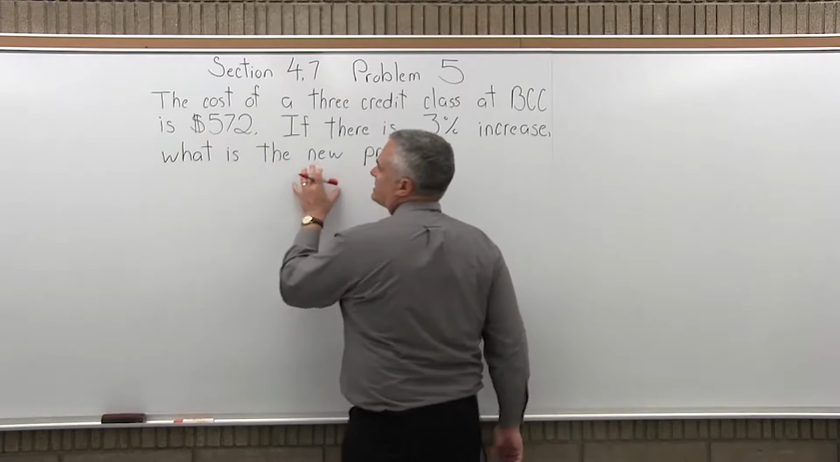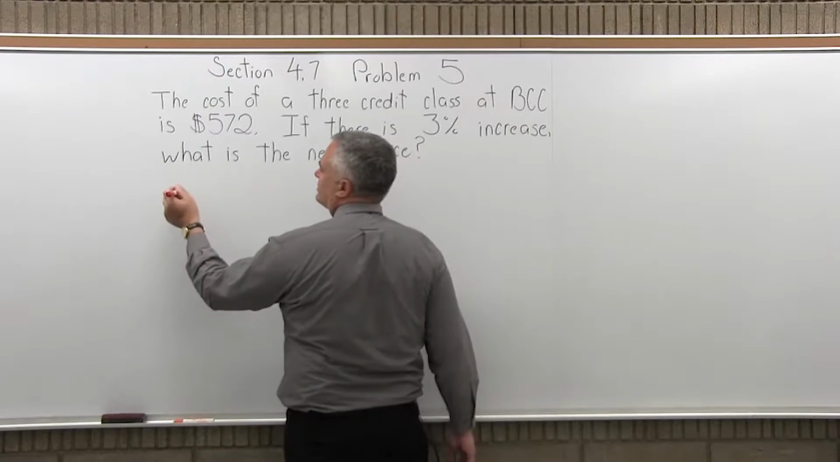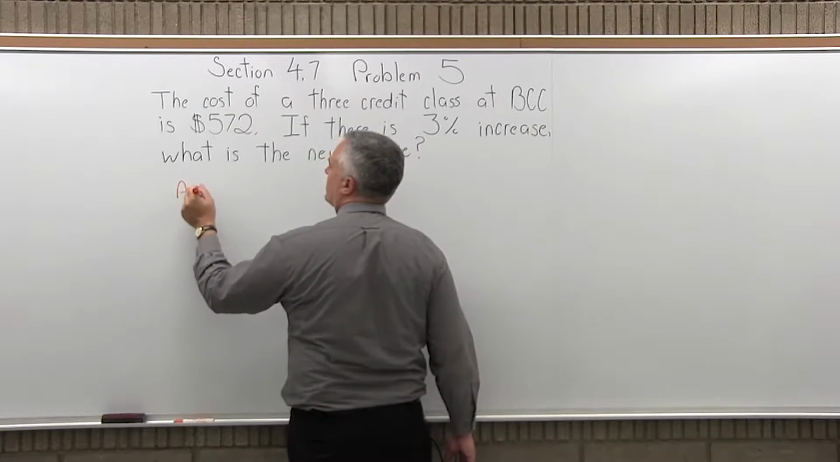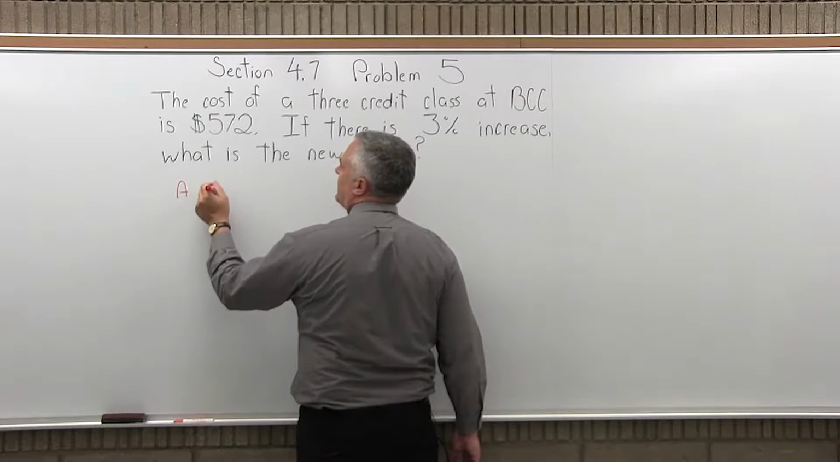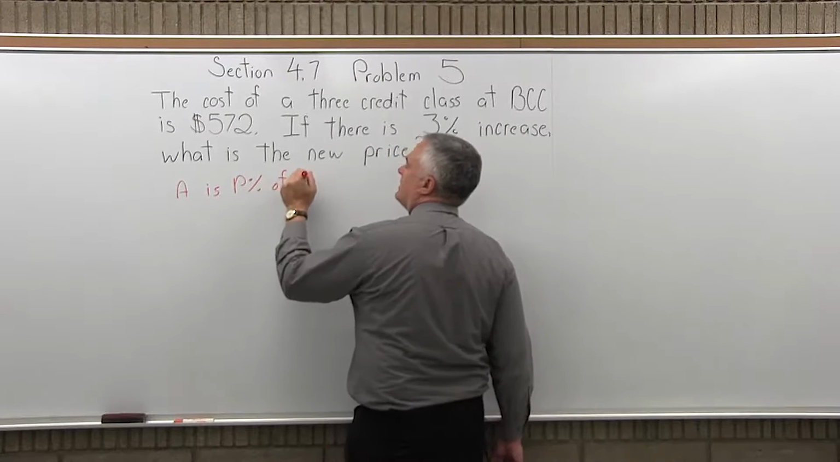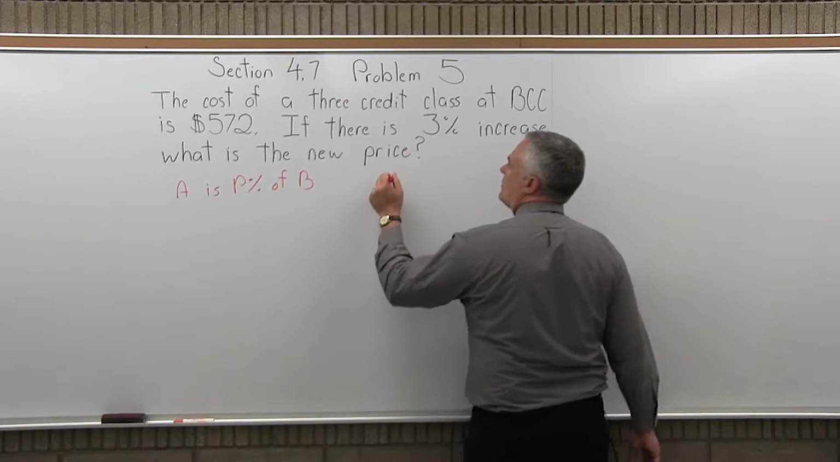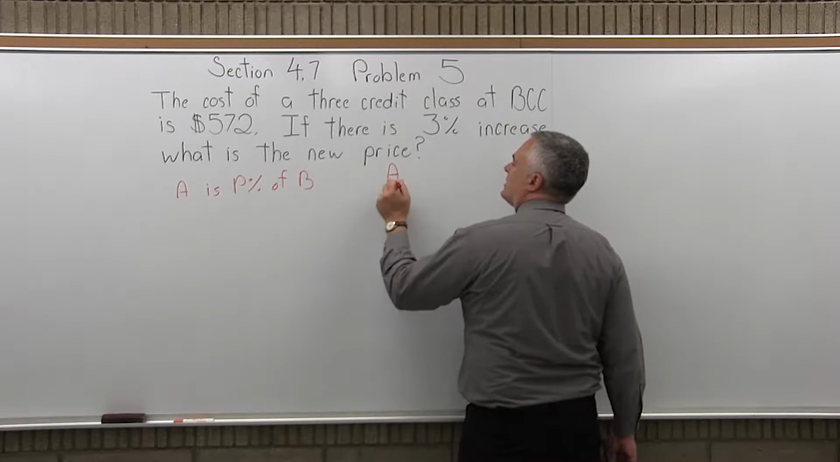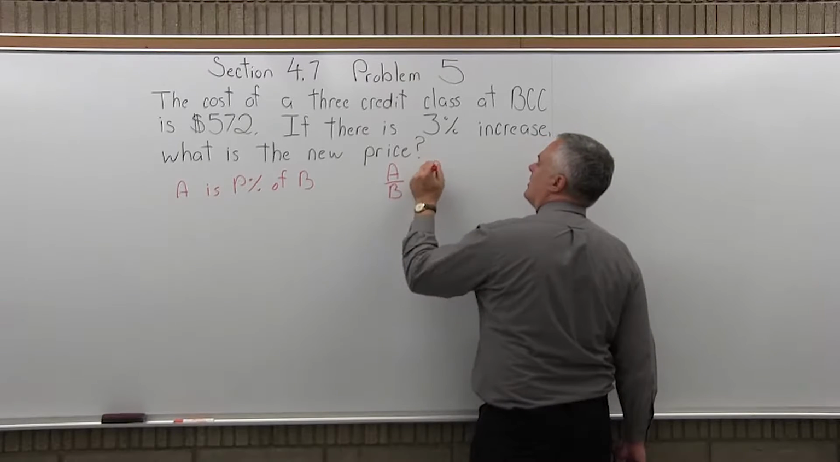So again, when you have a question that deals with percents, my approach usually is rewrite the important parts in the form A is P percent of B. And if you can write it in that form, then you get to use the formula A over B equals P over 100.